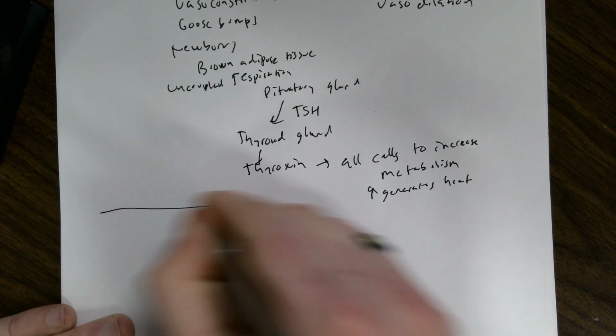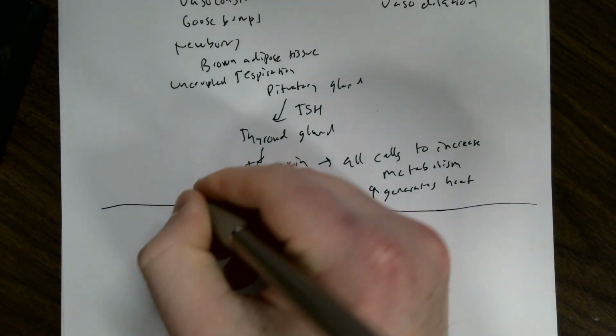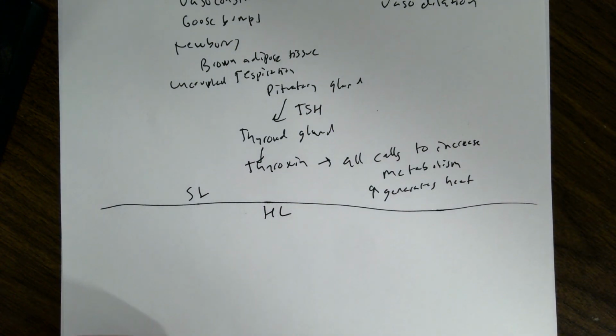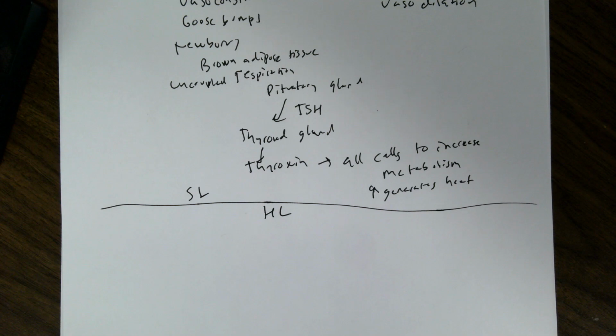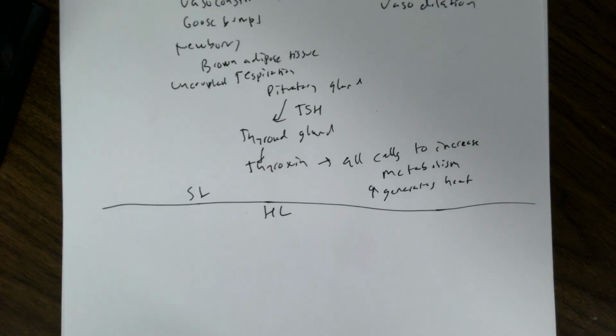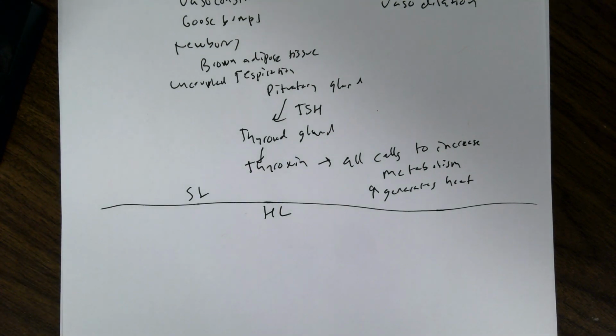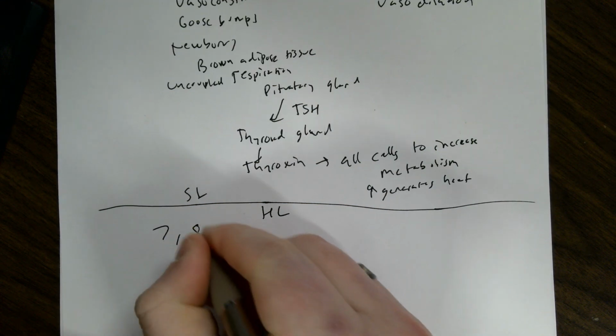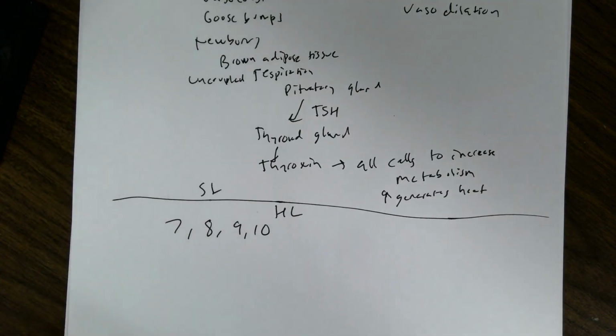Alright, that is the end of the SL standards. So HL, what do we got? Now for HL, the first 4 standards are all related. So we're going to kind of do them all at once. Alright, so the first 4 standards are all about the kidney. And so we're just going to go through them.